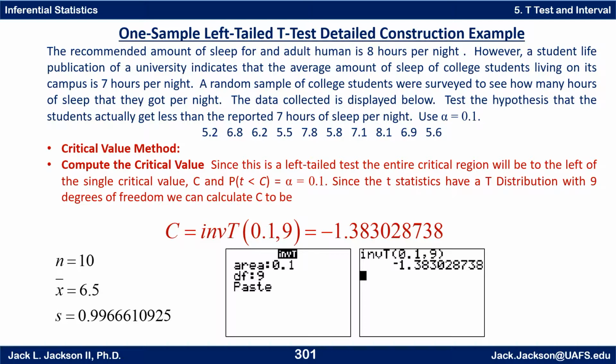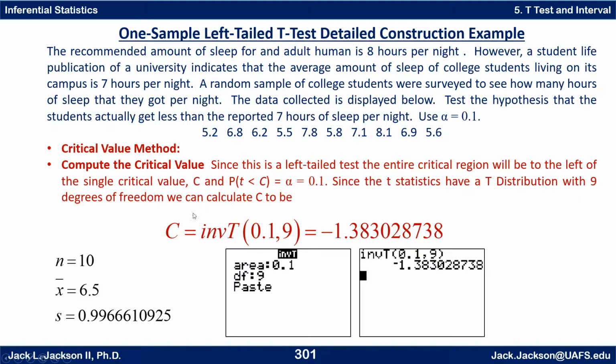c is just inverse t of 0.1, 9. When it says area, that's the probability to the left, the area under the PDF curve to the left for this particular distribution. That's 0.1 and 9 degrees of freedom. And then paste that after we run our inverse t. It gets us this, or if you have the TI-83, you might not have this screen, you just type this in directly. And just remember the order: the probability to the left goes first, then the degrees of freedom, and it produces the critical value, which is a t-score of negative 1.38.